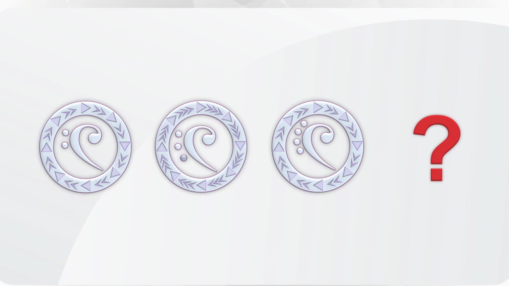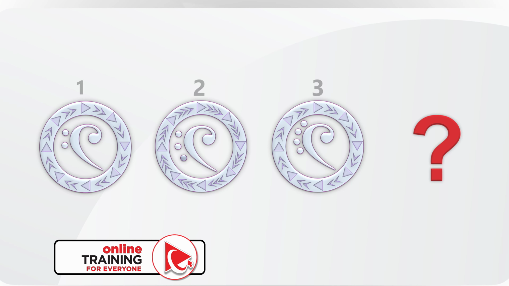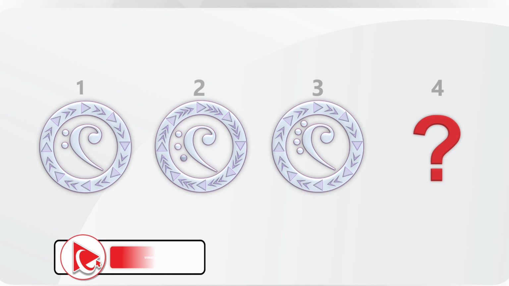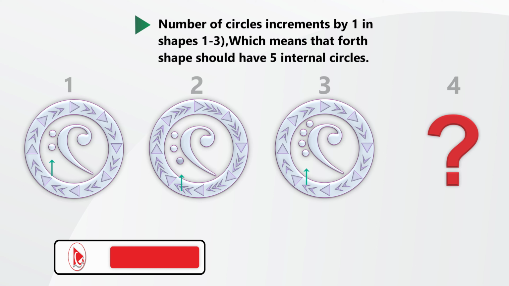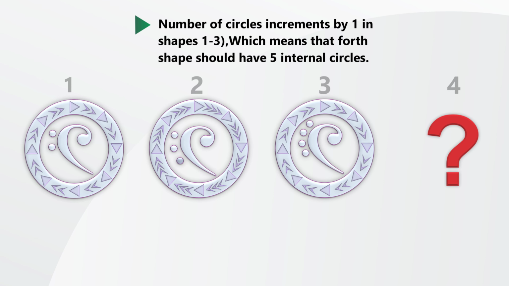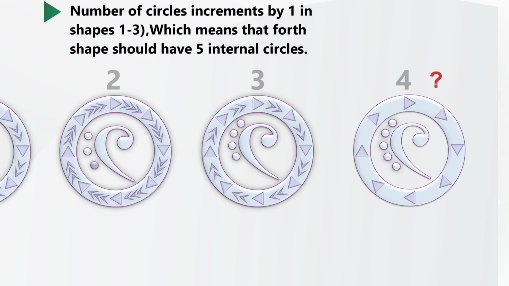Let's name our items in the original pattern as item 1, item 2, item 3, and then the missing item we will name item 4. This will help us to define the pattern. The number of circles increments by 1 in items 1 through 3. For example, item 1 has 2 circles, item 2 has 3 circles, and item 3 has 4 circles, which means that item 4 should have 5 circles.